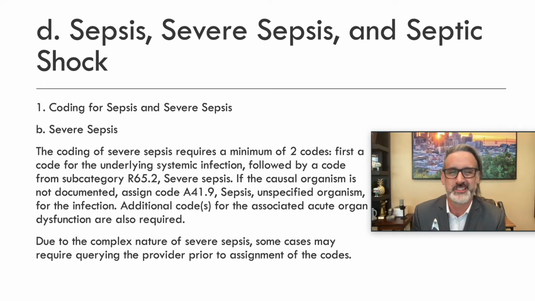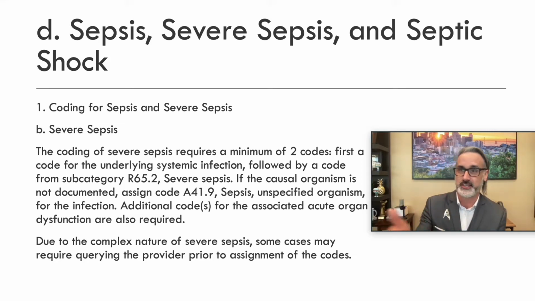Continuing on, just a little bit more clarification on severe sepsis. Part B, the coding for severe sepsis requires a minimum of 2 codes. First, a code for the underlying infection, followed by a code from the subcategory R65.2 for severe sepsis. If a causal organism is not documented, assign code A41.9, sepsis unspecified organism, for the infection. Additional codes for the associated acute organ dysfunction are also required. Due to the complex nature of severe sepsis, some cases may require querying the provider prior to assignment of the codes.